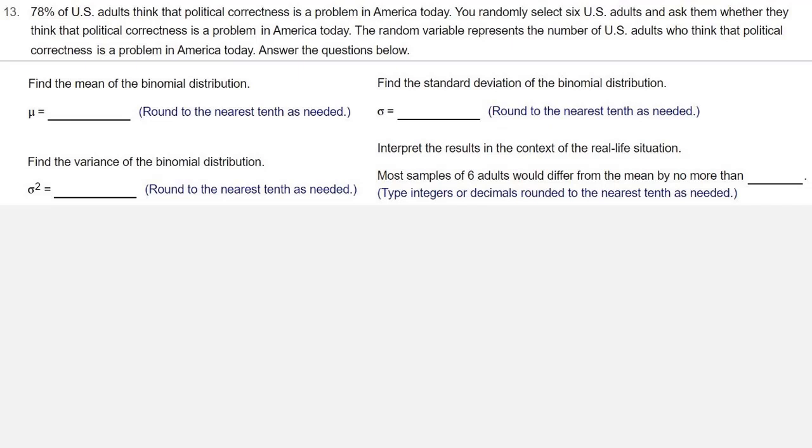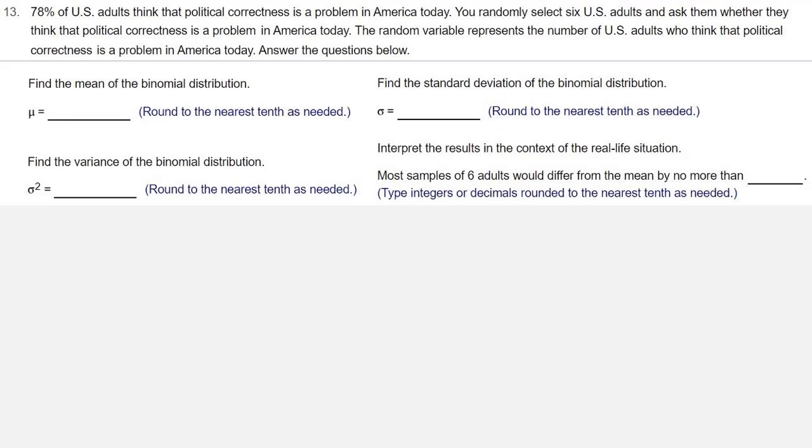You randomly select 6 U.S. adults and ask them whether they think that political correctness is a problem in America today. The random variable represents the number of U.S. adults who think that political correctness is a problem in America today. Answer the questions below. Find the mean, find the variance, find the standard deviation, and interpret the results in the context of the real-life situation.